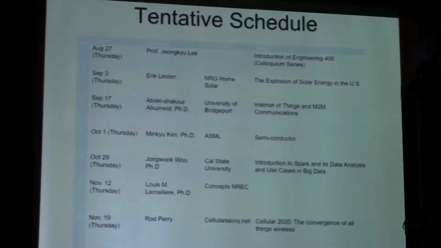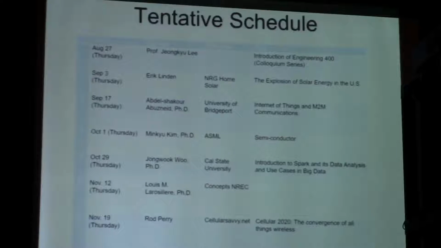Then, followed by the three-in-one lectures, October 29th, November 12th, and November 19th. So all the lectures will be held on Thursday on those days. Please, it's a good idea to check your scheduler about this.